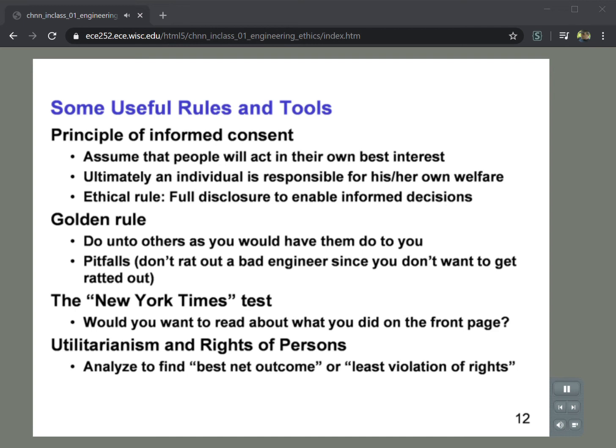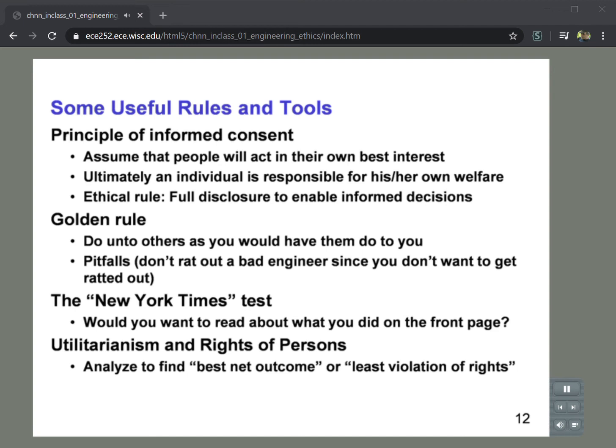So, is the work that you're doing something that you would want to read about on the front page of the New York Times next week, and not on the front page in a good sense, in a laudatory sense, but in a scandalous sense? And if the work that you're doing falls into that category, or the decisions that you're making fall into that category, then you should proceed very carefully on that front.